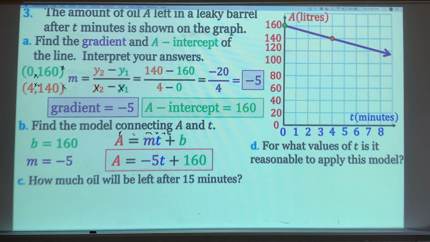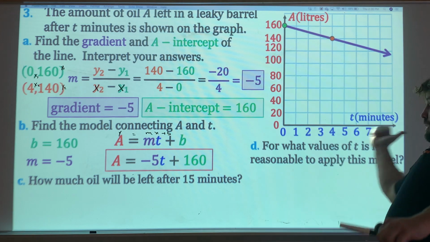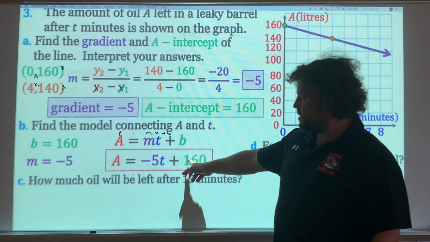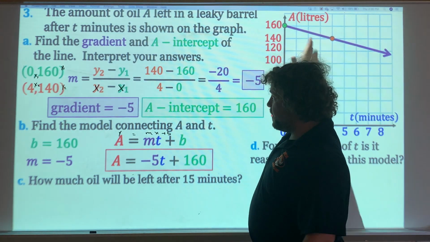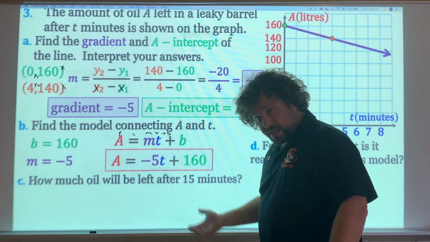How much oil will be left after 15 minutes? Let me look at my graph. Oh, uh-oh. 15 minutes is not there. So we're going to have to use our equation. We used our graph to create a model. We're using our model to predict something. And that's how math works.